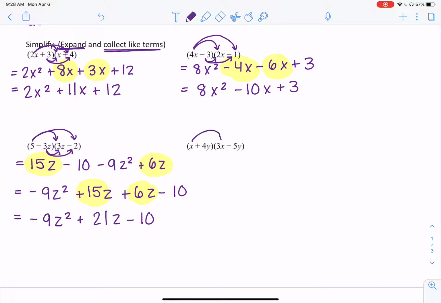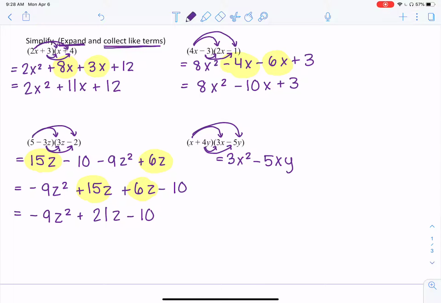Last one on this page, so we're going to multiply that x in. And then multiply the 4 in. It's a good idea to always keep your variables alphabetical. It just helps you to identify like terms. Highlight my like terms.